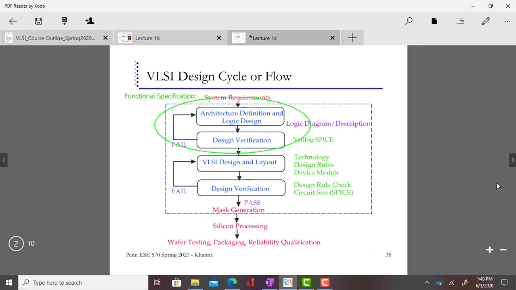Okay, so again, the same diagram. In another kind of explanation, the first is the functional specification, and by functional specification I mean you specify it in C, C++, or Verilog. For example, you may want to design a filter, and you can write the filter in C or C++ or Verilog.